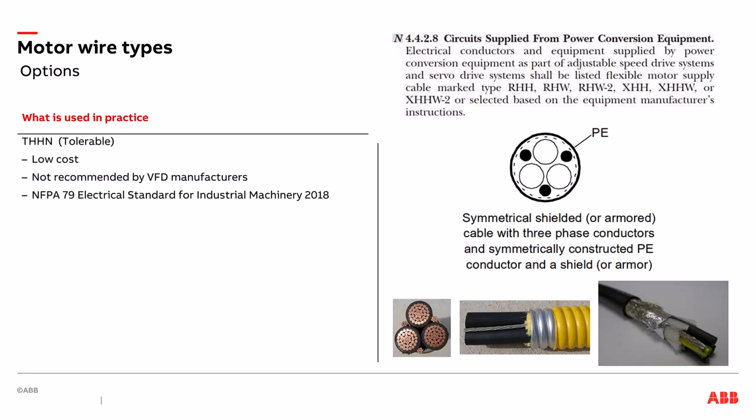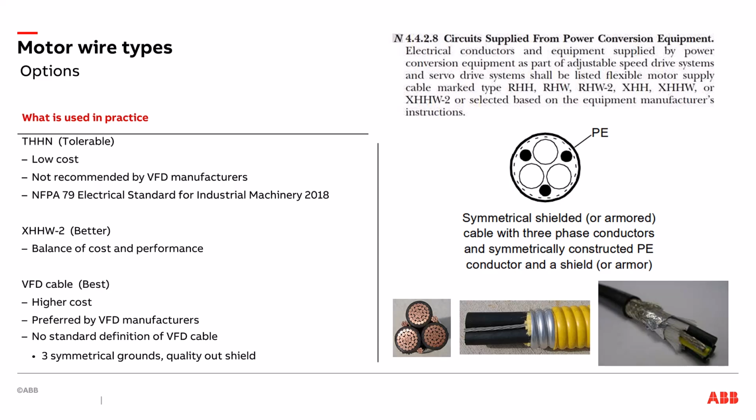There are multiple types of motor wire used in HVACR applications. We begin with THHN, which is the most commonly used motor wire in the industry. Unfortunately, it's also the worst of the quote-unquote acceptable motor wires used for VFD and motor applications. It typically has an inconsistent jacket and provides less insulation than other options. There's also XHHW, which is a better solution, suitable for wet or dry environments, and has a better insulation value and heat resistance than THHN. But the preferred solution for any VFD manufacturer is VFD cable. This is symmetrically shielded cable with 3 phase conductors and symmetrically constructed PE conductor and a shield. It provides the best quality for the application and helps reduce the chance of capacitive coupling.